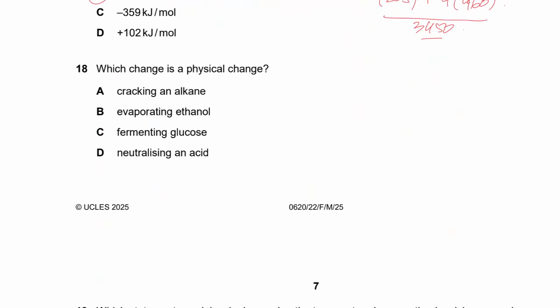Easy. Which change is a physical change? Remember, in physical change, no new products form. The only thing that happens is the state can change. The state changes. You go from gas to liquid to solid. The appearance changes. So cracking of alkane forms new product, which is alkenes, sometimes hydrogen as well, whatnot.